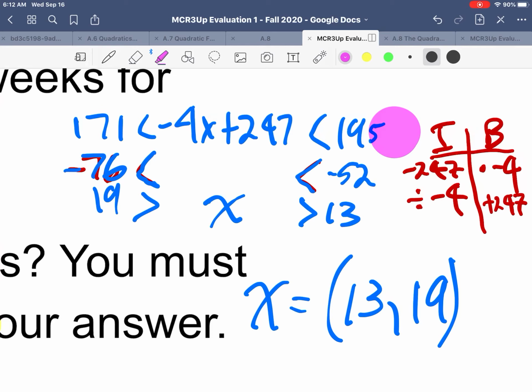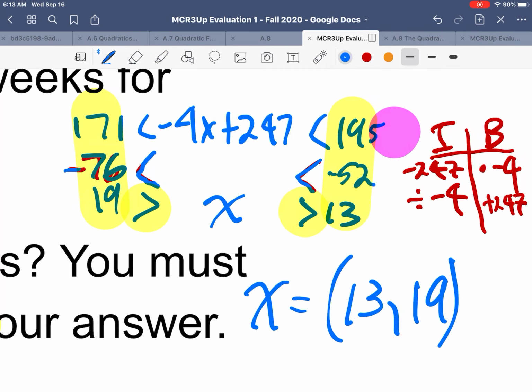So the 195, if I look down there, there's where I'm applying inverse operations. Minusing 247 from both sides of the inequality, and then dividing by negative 4 to get x between 13 and 19. Remember that when we divide by a negative, the inequality signs switch.